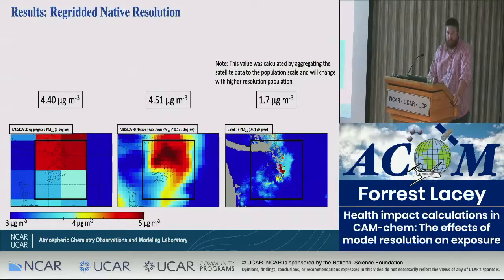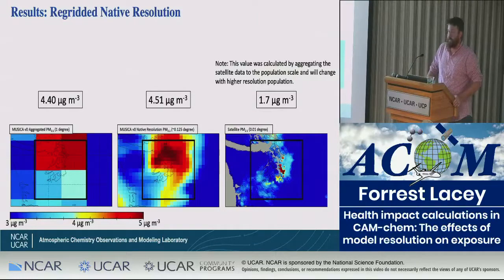Can I ask a question? Yeah. The blue in the satellite data, is that no data, missing data? It's below 3 micrograms per meter cubed. And then the gray is no data because over ocean they don't have it. Okay, so all 3 don't agree at all.